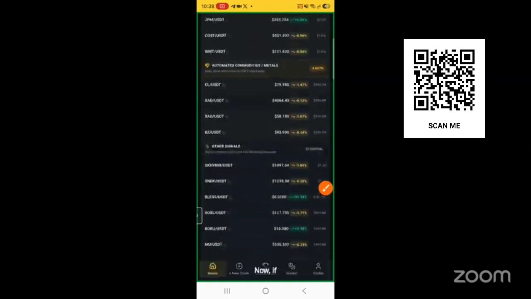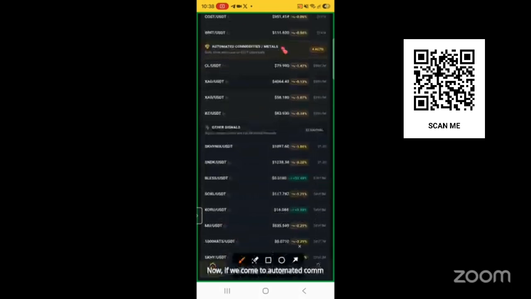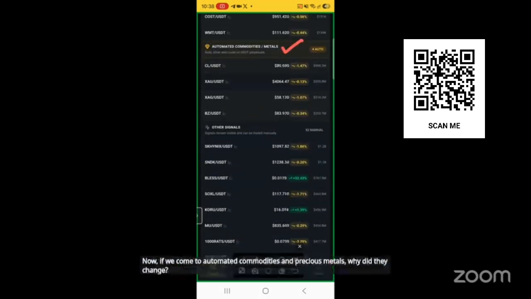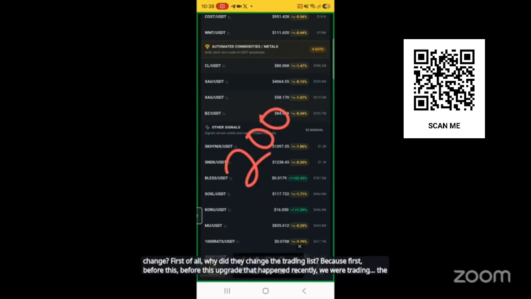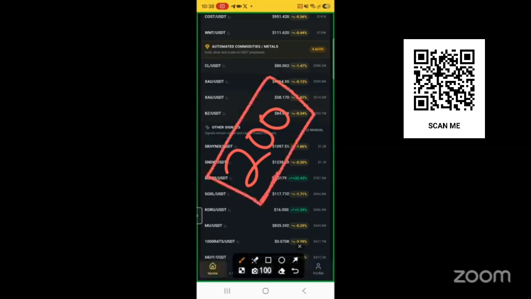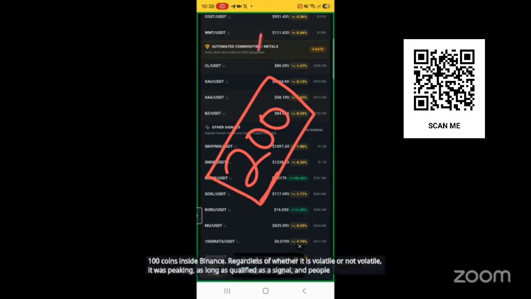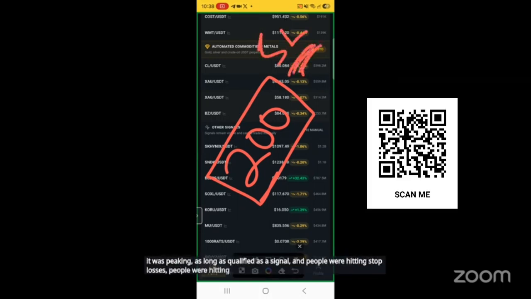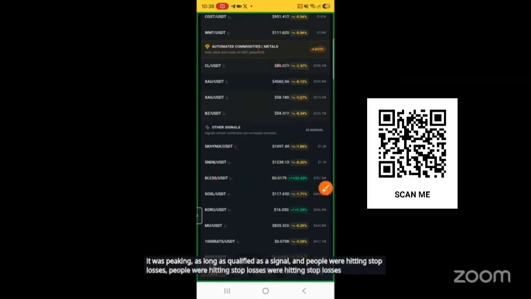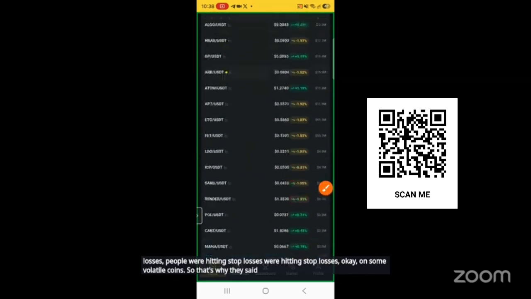Now, if we come to automated commodities and precious metals, why did they change? First of all, why did they change the trading list? Because before this recent upgrade, the bot was trading 200 coins inside Binance. Regardless of whether it is volatile or not volatile, it was picking as long as it qualifies as a signal, and people were hitting stop losses on some volatile coins. So that's why they said, no, let us modify.